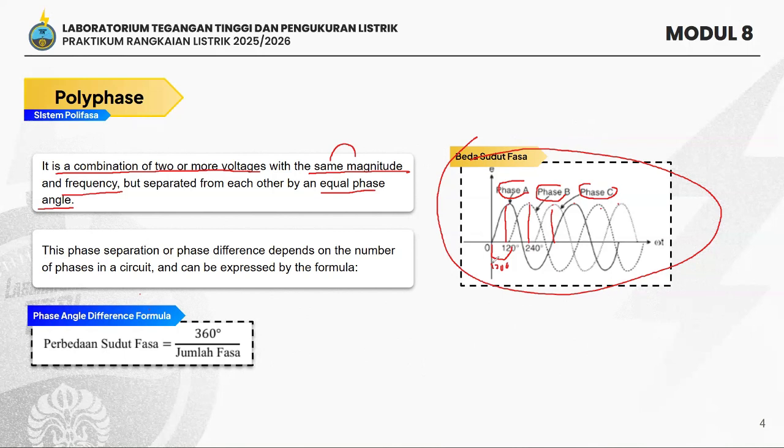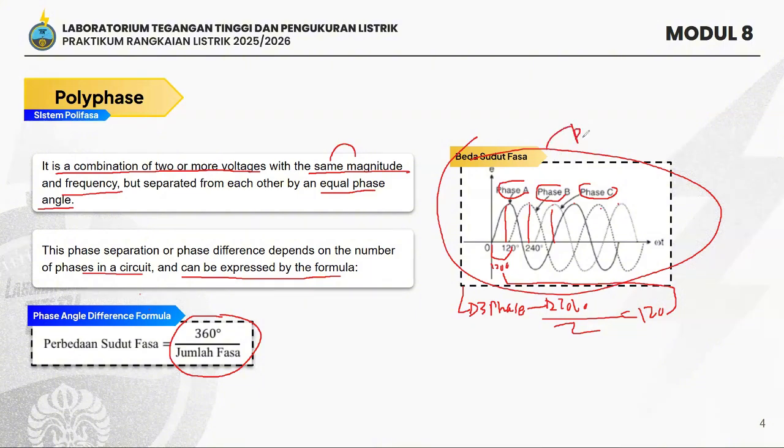This phase separation, in this case 120 degrees, depends on the number of phases in the circuit, and can be expressed by the formula 360 degrees divided by the total number of phases. In this picture, there are three phases. Because of that, you can divide 360 degrees by 3 to get 120. And this is the exact value of separation between these three signals, and you can describe the system as a polyphase.